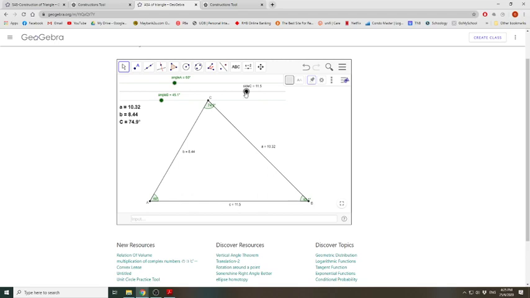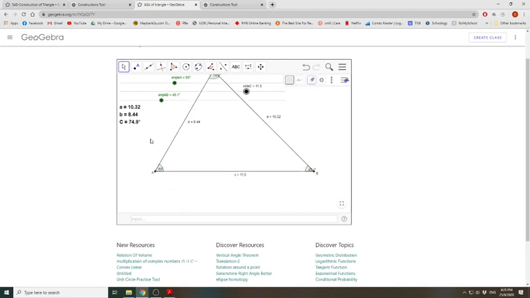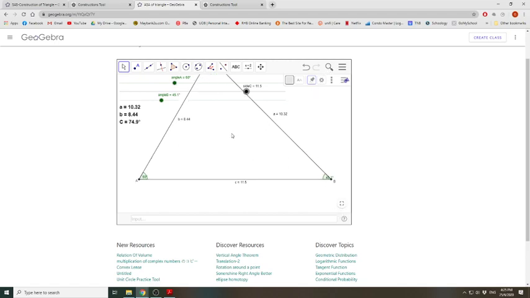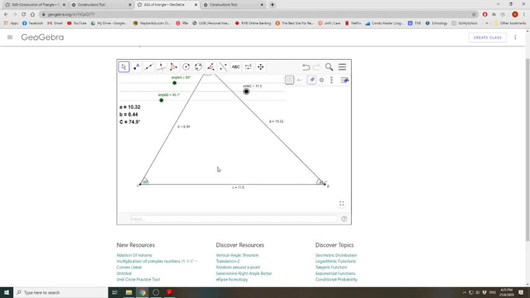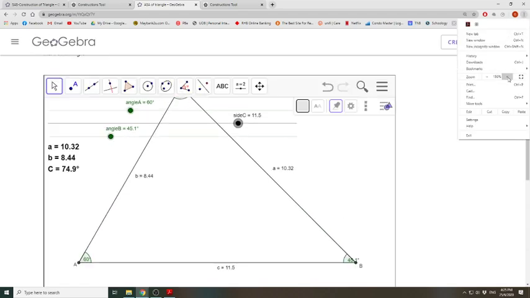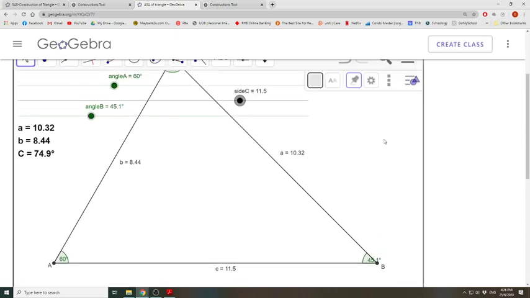So for ASA, why we say ASA is because angle, side, angle. Okay. Maybe it is a bit hard to see. The numbers are very small. So here I have 60, I have the side to be 11.5, and I have the angle to be 45.1. Maybe I try to make it bigger some more. I hope that you all can see.